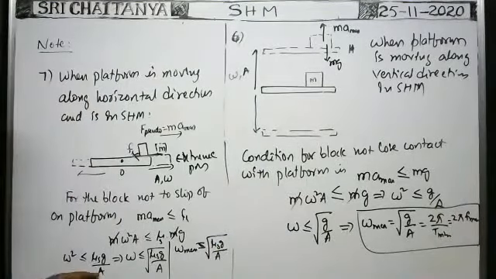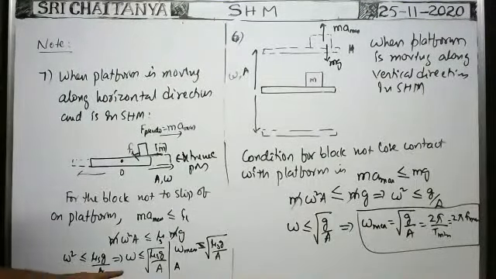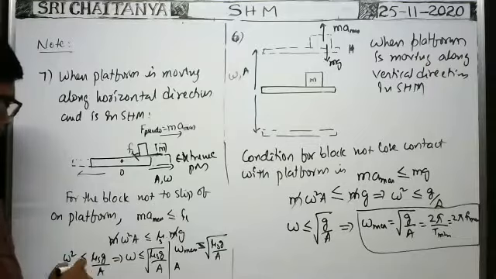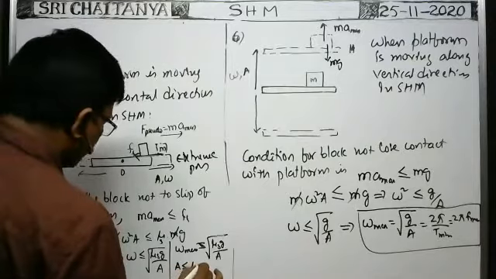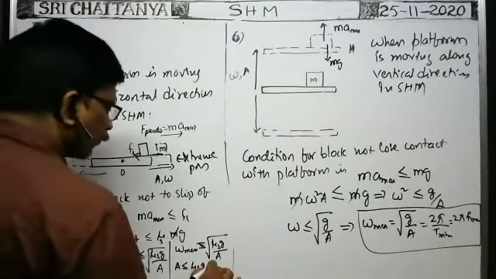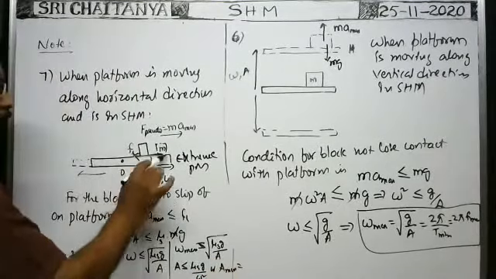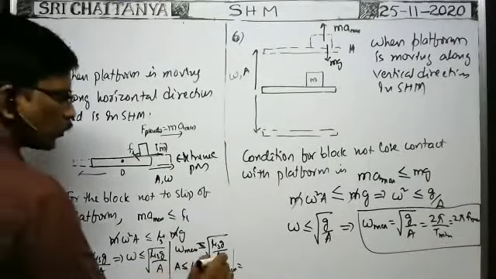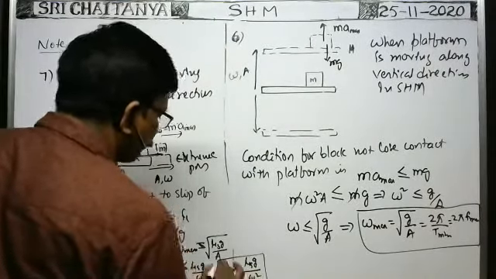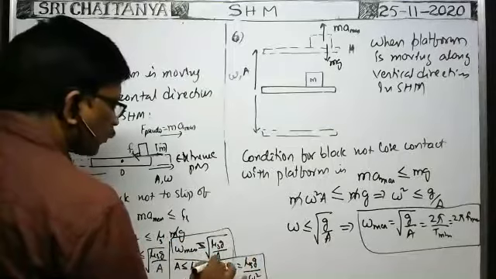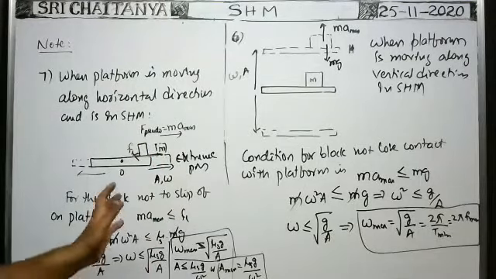Sometimes they may ask the amplitude. From this formula, amplitude is less than or equal to mu s g by omega square, no? Or maximum amplitude, A max, for the block not to slip on the platform is equal to mu s g by omega square. So in this way we can calculate. Maximum angular frequency is this one, or maximum amplitude is this one, for the block not to slip off from the platform. Okay, this is the condition.